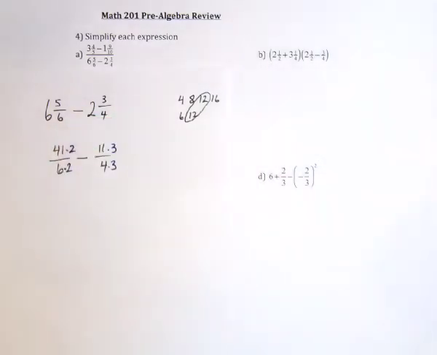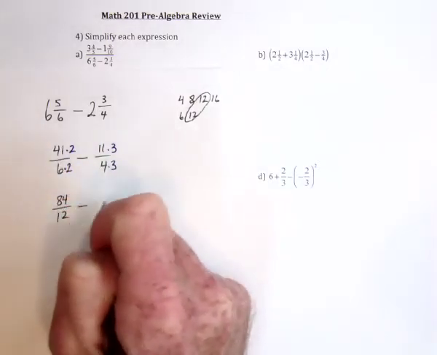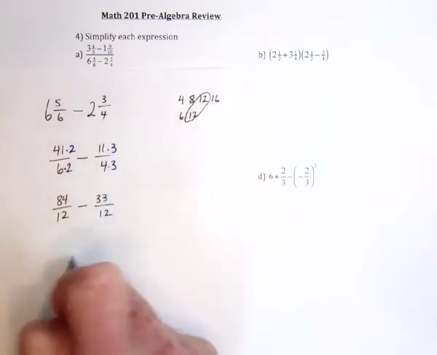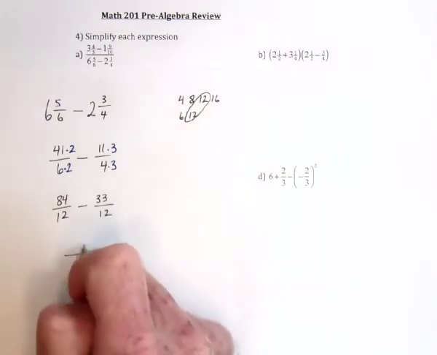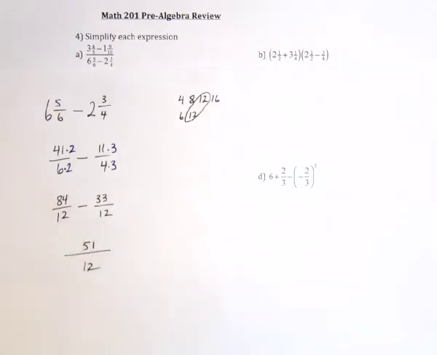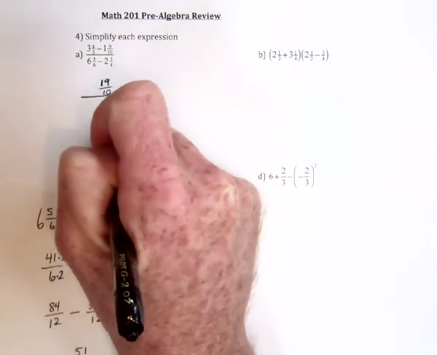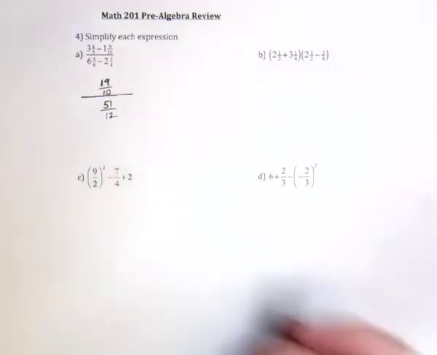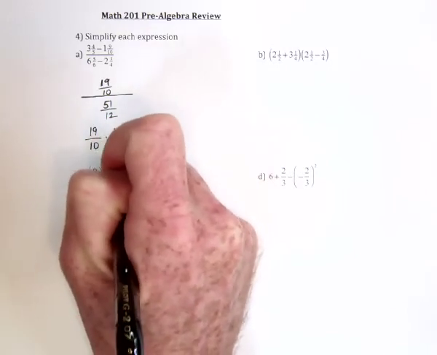So for the one on the left, we're going to have 84/12 minus, this will be 33/12. Okay, so we just need 84 minus 33. That's going to be a 51. So 51/12. So I simplified this, it's going to be 51/12. So you leave the first fraction alone, 19 tenths, then invert and multiply.